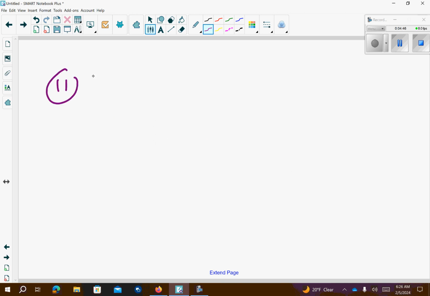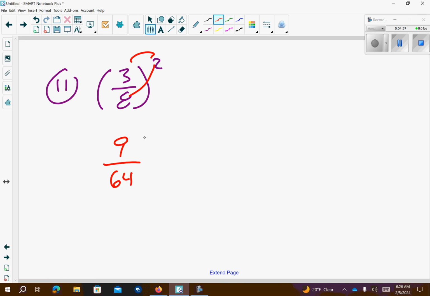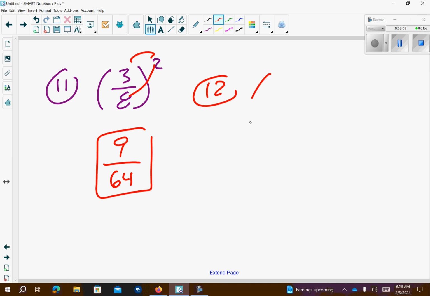Number 11, we have 3 over 8 raised to the second. So let's bring that here. So that's 3 squared and 8 squared. 3 squared is 9. 8 squared is 8 times 8, which is 64. That does not reduce. I mean, if it did reduce, we could reduce, but it won't. 9 and 64 don't have anything in common.